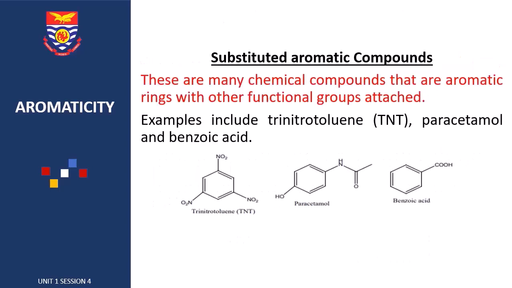Next will be the substituted aromatic compounds. So there are certain aromatic compounds that have a whole lot of substituents on them. Benzoic acid is an example. We have paracetamol as also an example, and then TNT, also an example of substituted aromatic compounds.